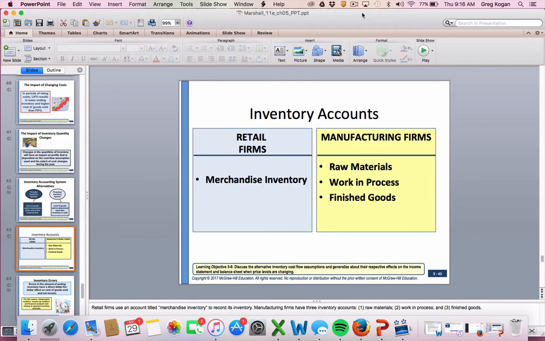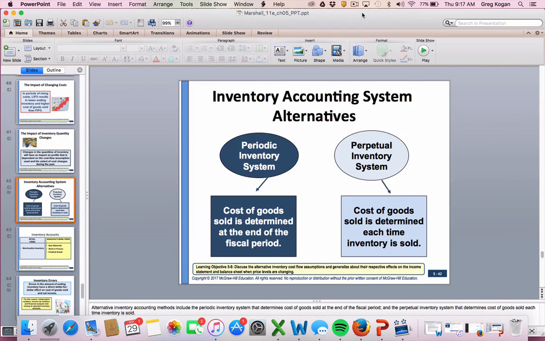So we use the perpetual inventory system, and that's the one where you track a constant flow. And that's how companies nowadays really track their cost of goods sold, using a complete computerized system.